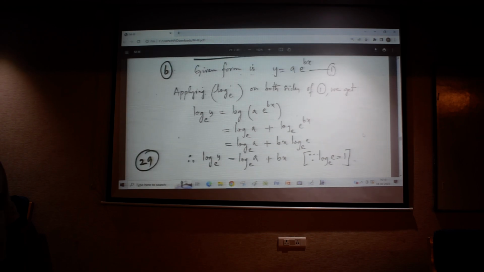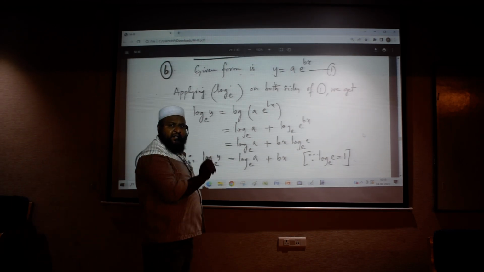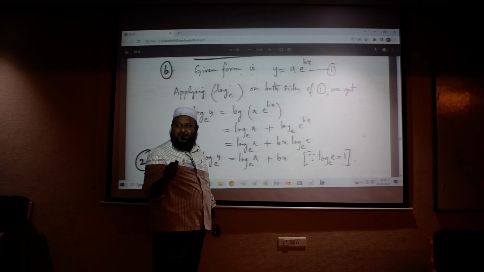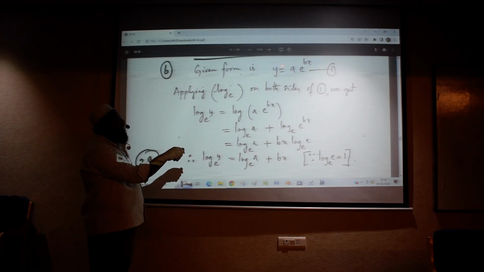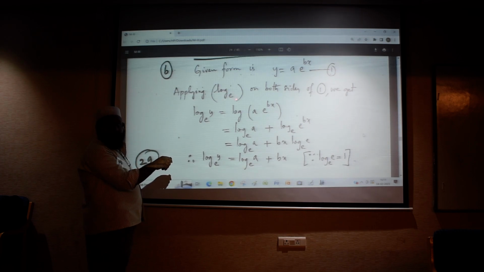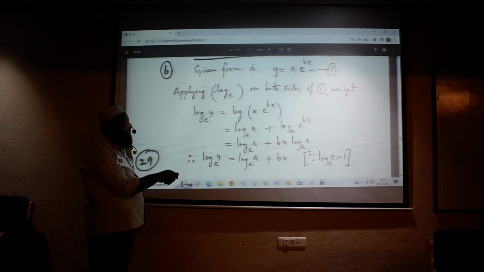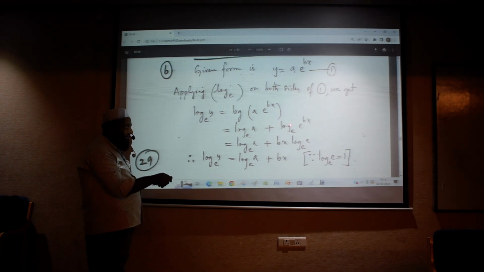Now the same curve, but with e power. 90% it is the same, only 10% it is different. What is the difference? Here you apply log under base e on both sides of equation 1, we get log y is equal to... Shall I skip these steps?